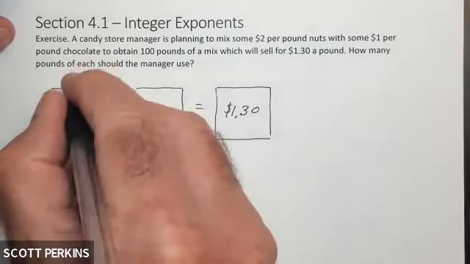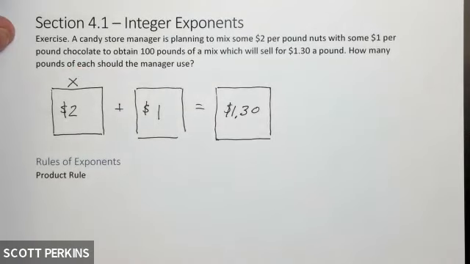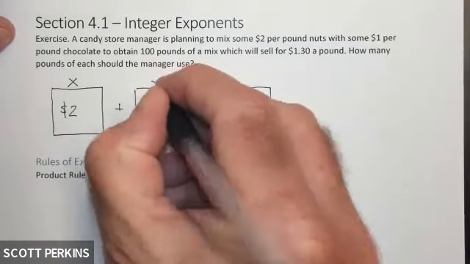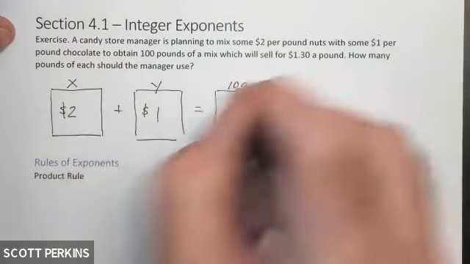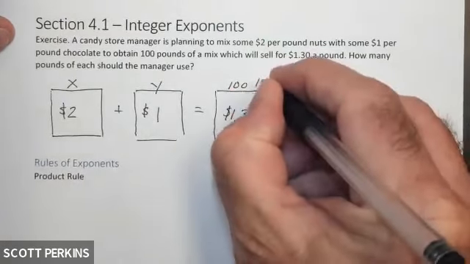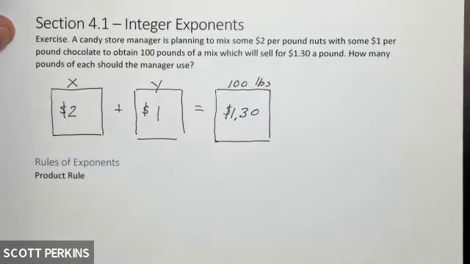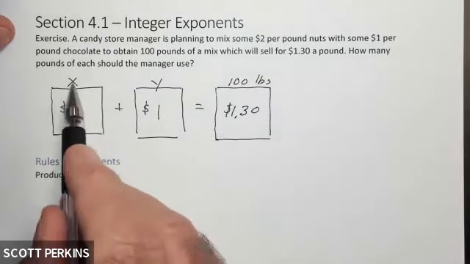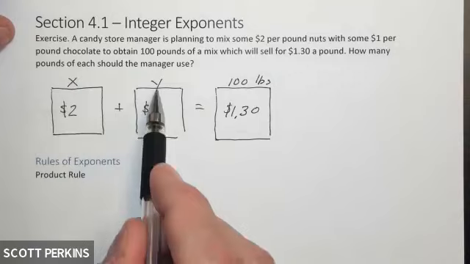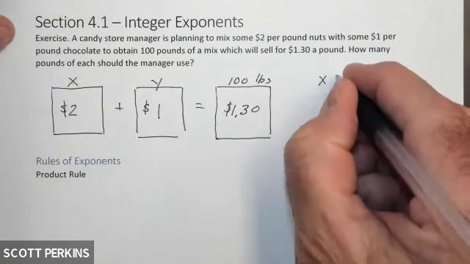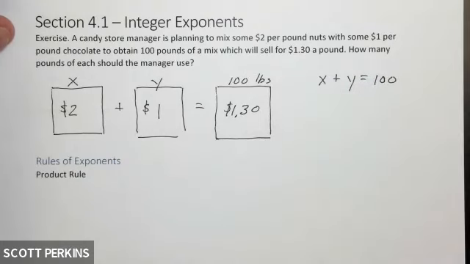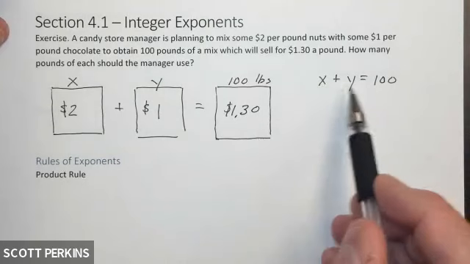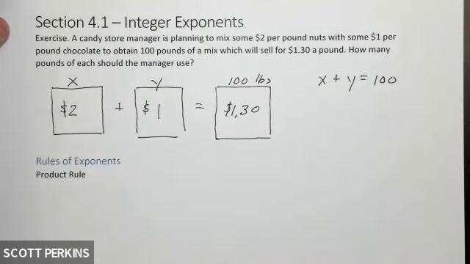So we're going to set up our two equations using this tool right here. I don't know how much of the $2 per pound nuts. I don't know how much of the $1 per pound chocolate. But I do know that I want 100 pounds at the end. So that gives me my first equation. The total equation is x plus y. However much of the first thing plus however much of the second thing I add together has to add up to 100. So there's equation 1. However you got it, you should have that equation somewhere on your page. That's good to look at.